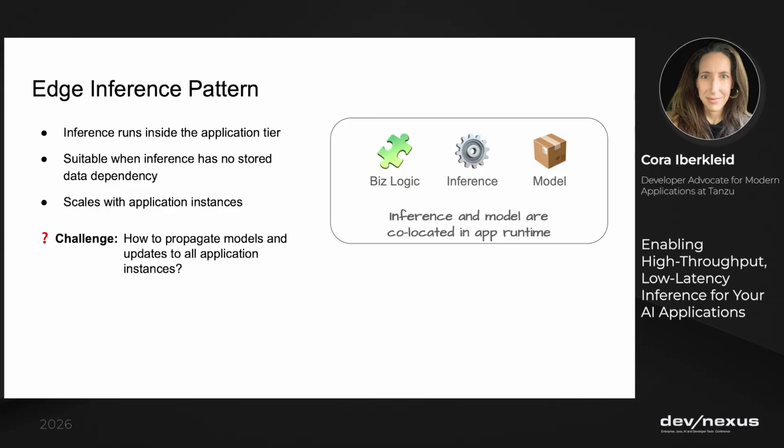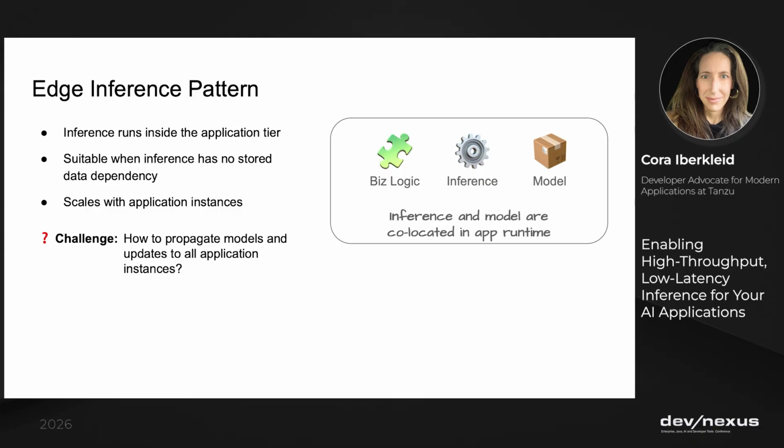So this is suitable when your inference does not need to access any other data, and so your inference can actually run right in the application. If we're talking about Java applications, Spring Boot applications, for example, then your inference could run right in memory of your Spring application, right in the JVM. So you're co-locating the execution of the inference with the model itself, so you don't have an extra hop to get to the model, right? You're not moving data, but you still don't want that extra latency.